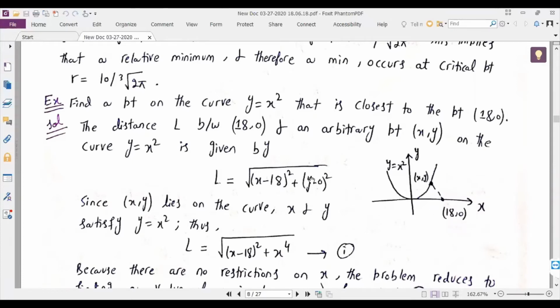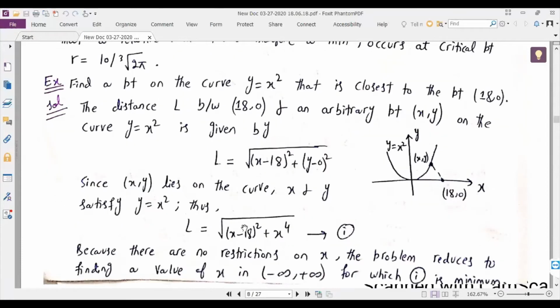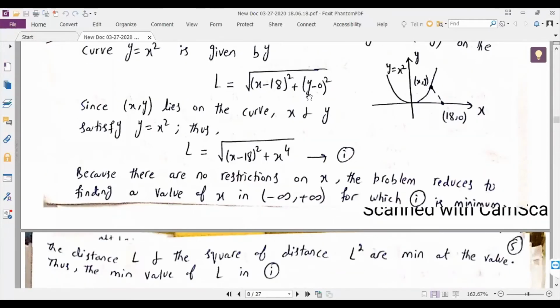which is on the axis. So let the distance L between (18, 0) and an arbitrary point (x, y) on the curve y equals x squared be given by L equals the square root of (x minus 18) squared plus (y minus 0) squared. Since this point lies on the curve and (x, y) satisfies this, substituting the value of y, which is x squared, I get this expression.